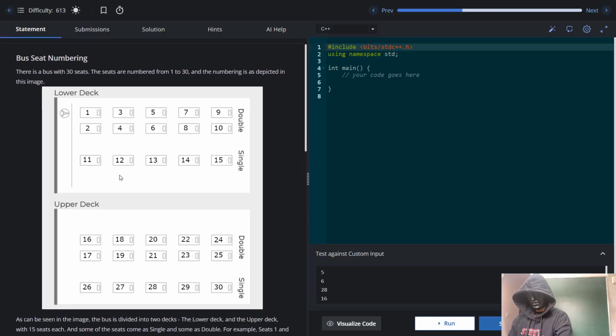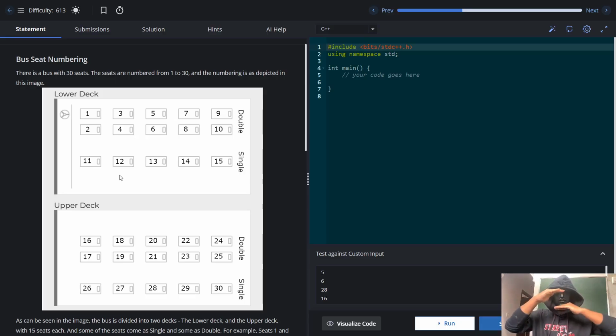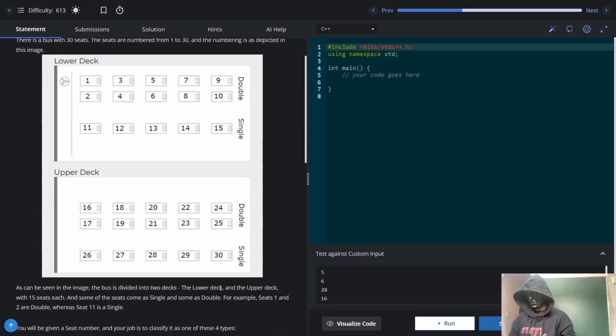Okay, so they have given a bus. You can consider the lower one as the lower deck and the upper one as the upper deck. In the lower deck there are 15 seats, as you can see in this diagram. In the upper deck also there are 15 seats, and they have given us double seating and single seating.